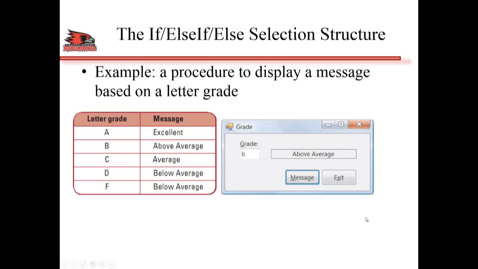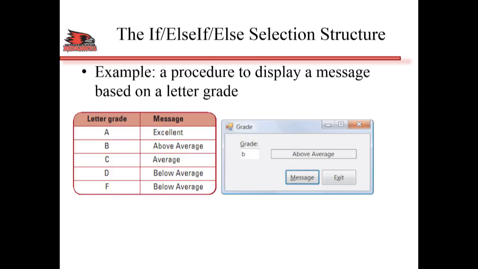Here's another example of a different kind of selection structure, the if else selection structure. It pretty much looks like a loop, but let's go through what it actually is. The example is basically an application where you enter your grade and it displays a message with a comment of what your grade actually means: A excellent, B above average, and so on and so forth.